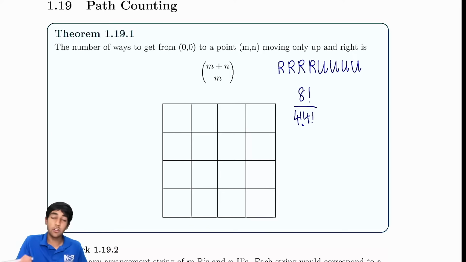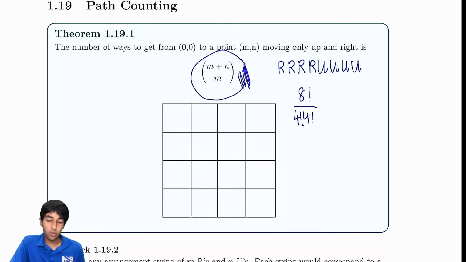Or you can also just do 8 choose 4. You choose 4 of the spots to be right. Yeah, and this generalizes to get m plus n choose m for any general grid.